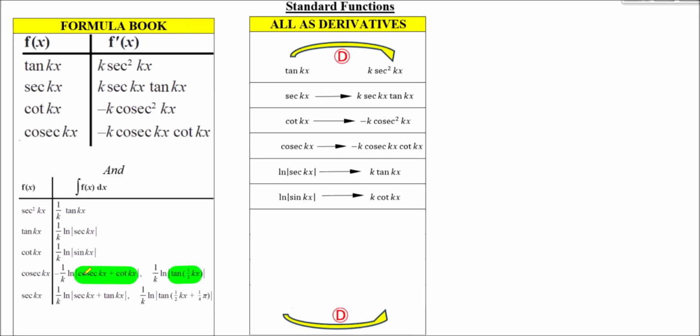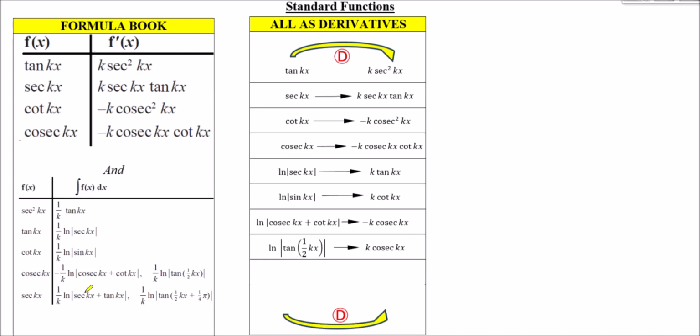So what we can do, if we multiply by negative k here for this first one, I can see that if I were to differentiate ln of cosec plus cot, I'd get minus k cosec kx, like so. But this other one here, because this 1 over k is all positive, if I go from right to left, multiplying by k on both sides, I'd see that if I were to differentiate ln tan of half kx, I'd get k cosec kx.